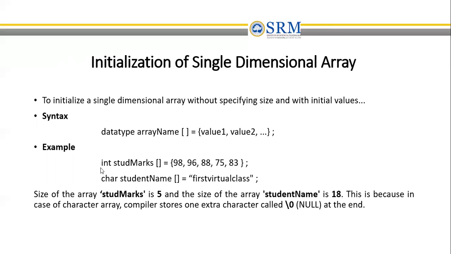So the same data type int I have given with student marks. I have not given any specific size over here. Instead, I can give the marks like this. So the size of the array, by default, will be 5 because I have given only 5 marks over here.